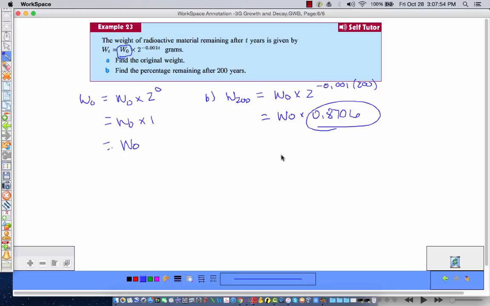So after 200 years, it's about 87.1% rounded to 3 sig figs. Or I'm sorry, the percentage remaining. I messed that up, so sorry. It is negative, so it is decreasing. So that's the amount of decrease. I misspoke, my apology. So there is 87.1% of the material remaining after 200 years.